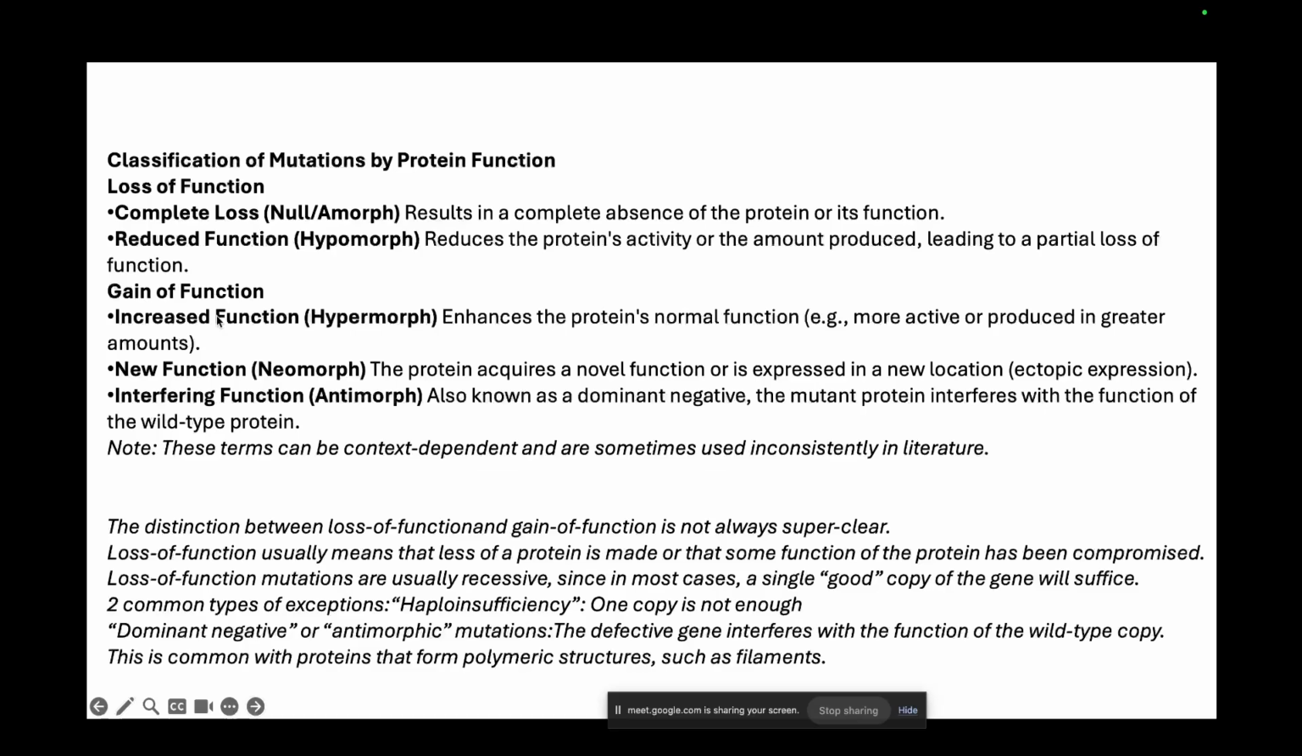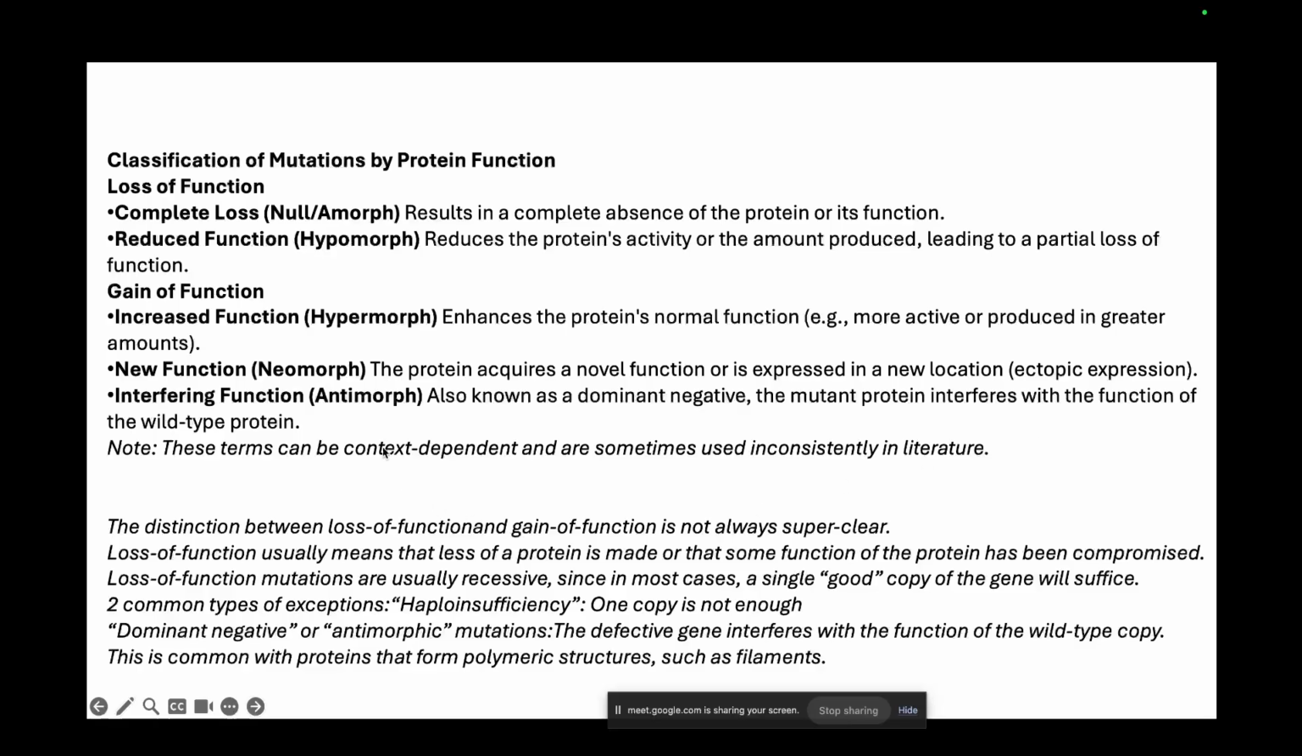In terms of gain of function, one is the hypermorph, which enhances the normal function. Another one is new function, which is the neomorph, where it gains a novel function in terms of what it was doing previously versus what it is doing now. So it can acquire a novel function or be expressed in a new location, which is ectopic expression.